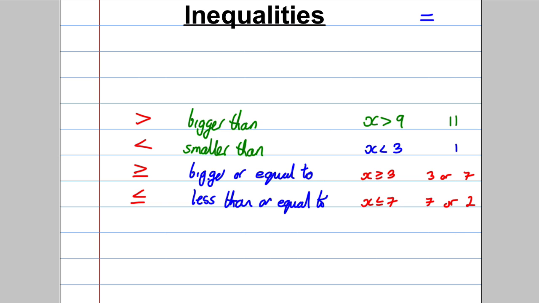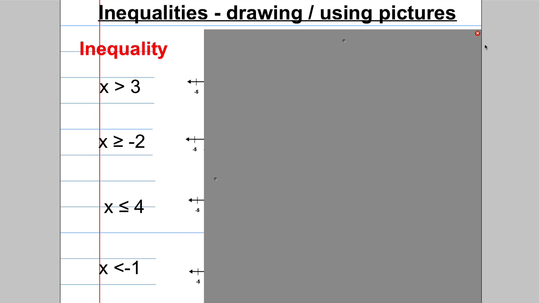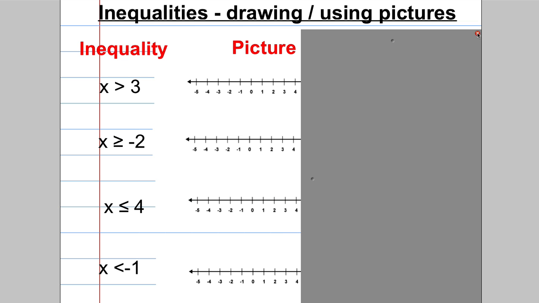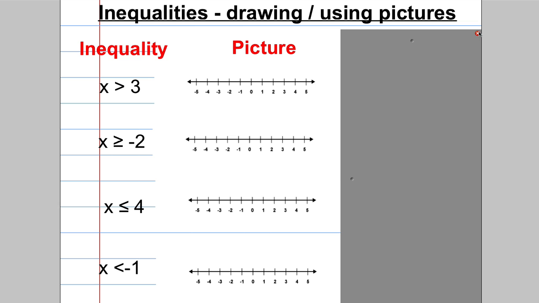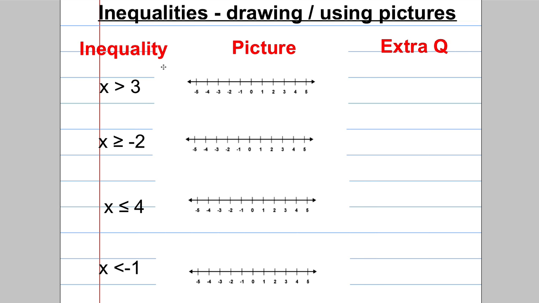Now let's move on to some of the skills we need for the exam. They will state an inequality and they will ask you to draw it, and they might ask you another question about your drawing. So there are four questions we're going to go through. To start with, the first inequality we're given is that x is bigger than 3, and we're going to be asked to draw it on the number line.